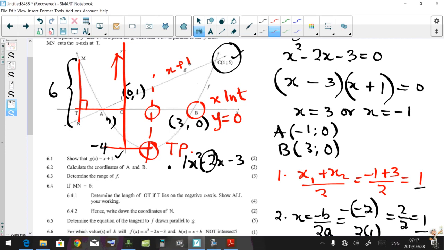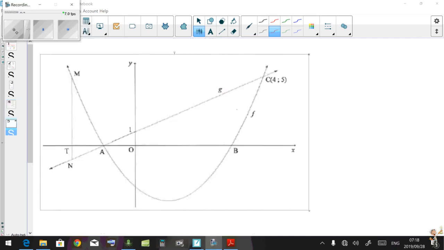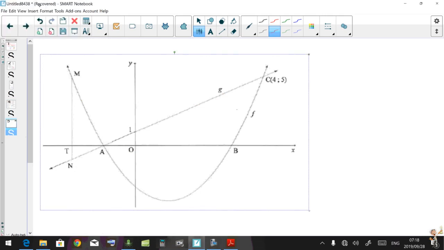Okay, I think I need to get a fresh page. I want to work on this page afresh. We have x plus 1, and we have this function x squared minus 2x minus 3. Basically, what I want is OT. Now, my challenge here. We are given that this length here is 6 units. Now, what does this mean to you?